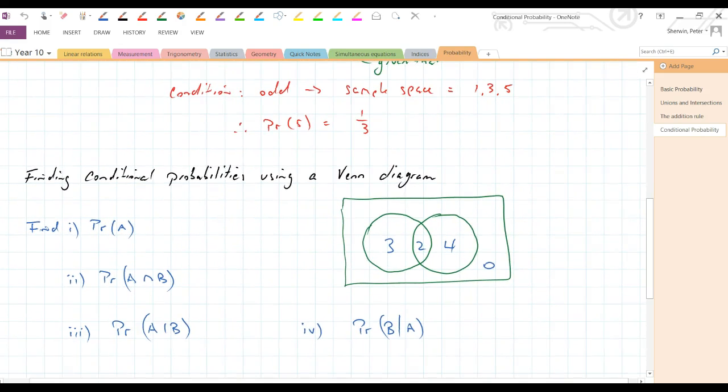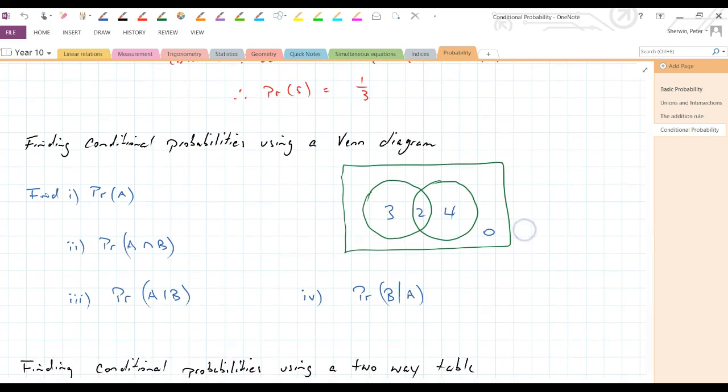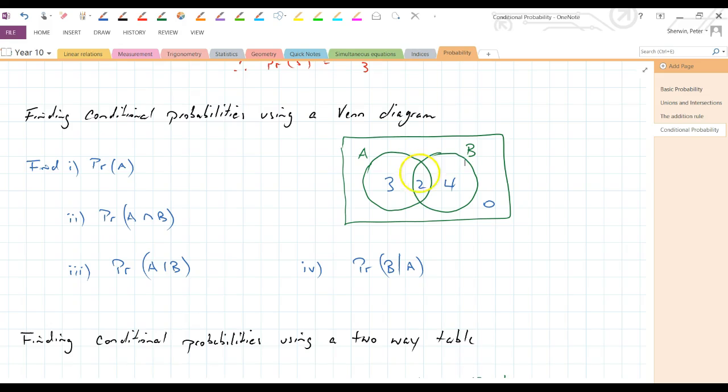Moving on, finding conditional probabilities using a Venn diagram first. Here's a Venn diagram. This is set A and this is set B, and we need to find the probability of A. These are the numbers in each set: there's 3 in A only, 4 in B only, and 2 in both. Nothing outside, so there are 9 elements total, and the sample space is 9. So the probability of A is 3 plus 2, 5 over 9. The probability of A intersection B is just what's in the overlap, so that's 2 out of the sample space of 9.